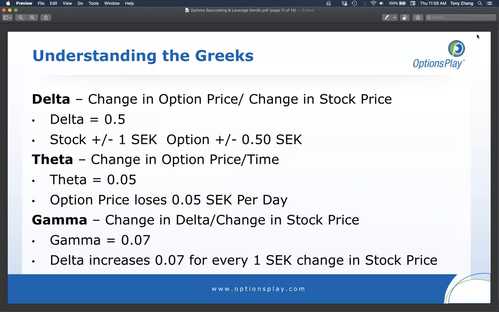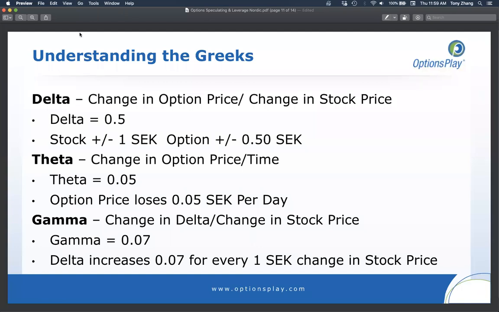I certainly don't need you to do the calculations yourself, because platforms like Options Play will actually do the calculations for you. But it's really important for you to understand what the inputs are, what changes your option pricing, in order for you to truly understand what those calculations mean. So today I just want to give you guys a run-through of the Greeks from a conceptual perspective, and then I will show you how the Options Play platform actually calculates these things. So first, we're going to start with delta.